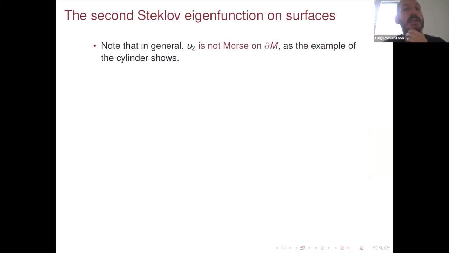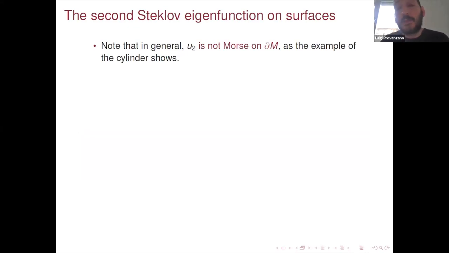But let me again make some remarks on this theorem that we proved. This property holds not generically. The other property that we needed, that the second eigenfunction is Morse on the boundary, this cannot hold in general.